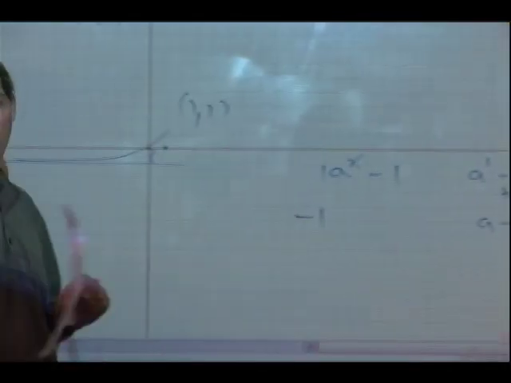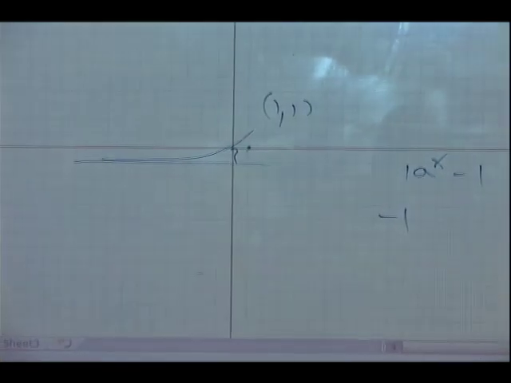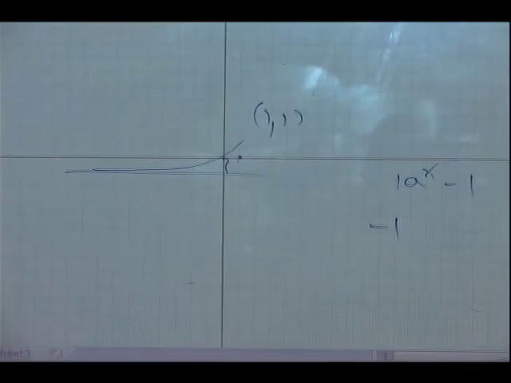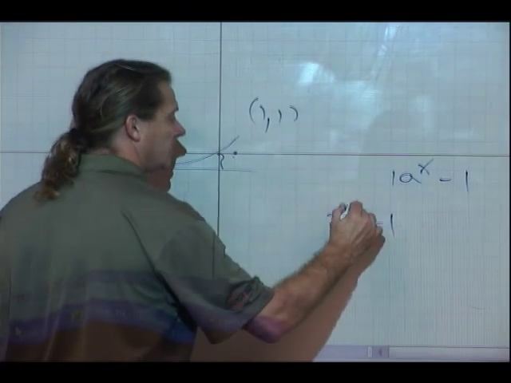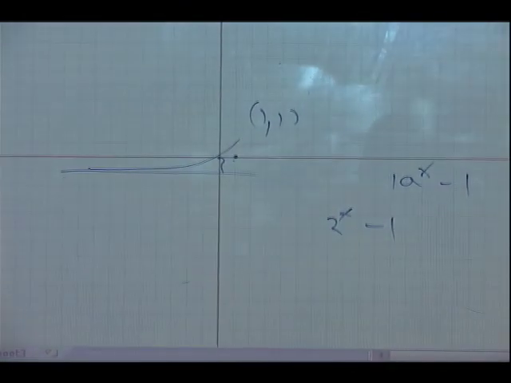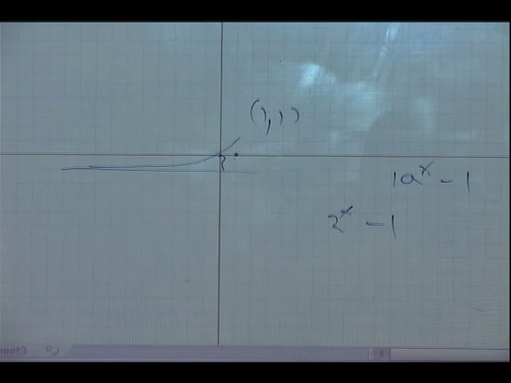Okay, again, that's a coincidence, you guys. a can be any number. It happened to be 2. So what we're looking at here is 2 to the x minus 1.